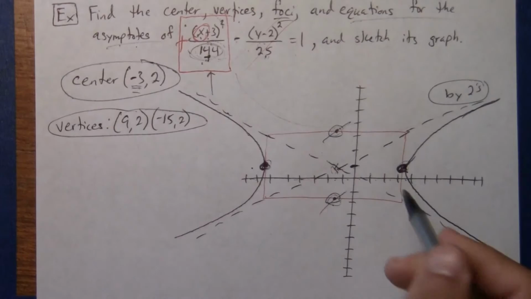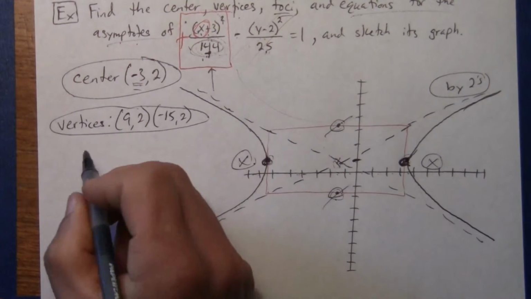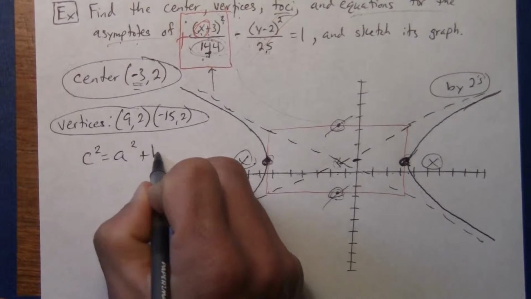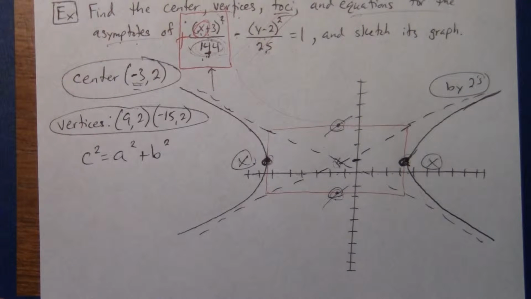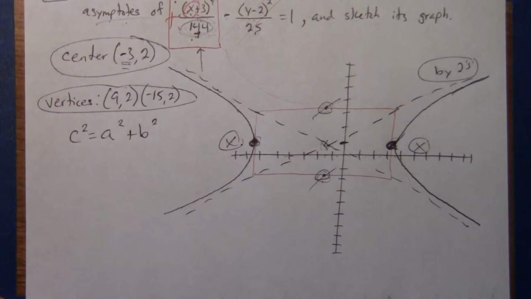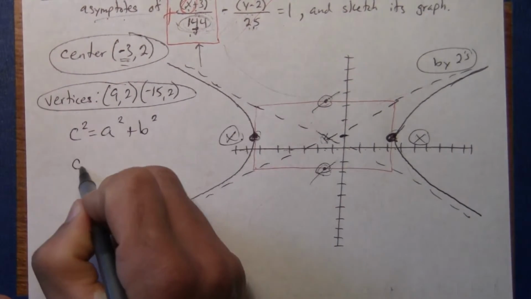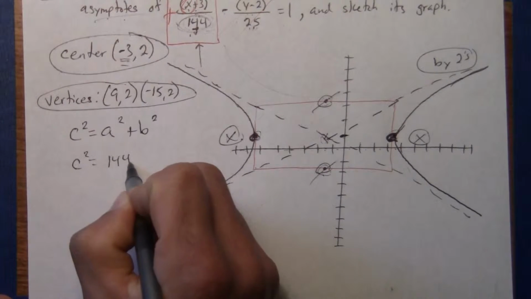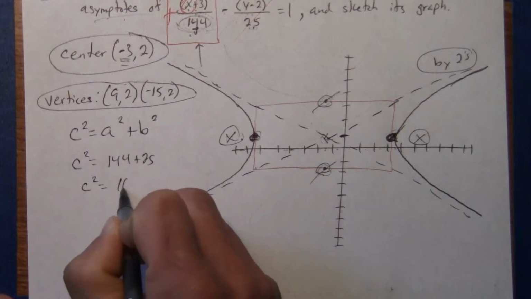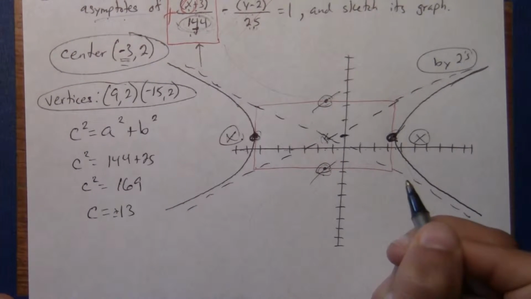The foci, I didn't actually find the foci. The foci would be somewhere here and here. The equation for the foci, and be very careful with this because it's tricky, is c squared is equal to a squared plus b squared. For the ellipse, it was a squared minus b squared. For a hyperbola, it's a squared plus b squared. So you've got to be very, very careful. Well, there's a squared and there's b squared. So c squared is equal to 144 plus 25, or c squared is 169, and if I take the square root of that, I get plus or minus 13.